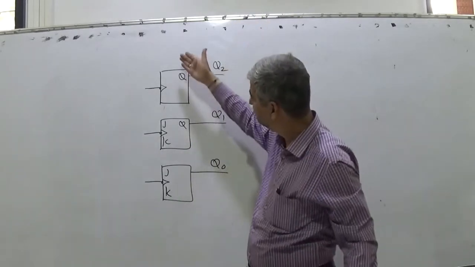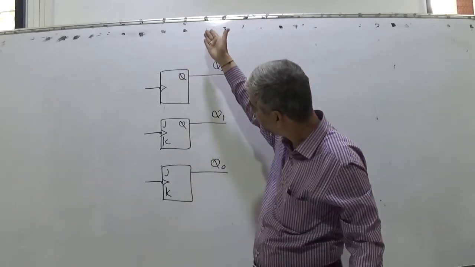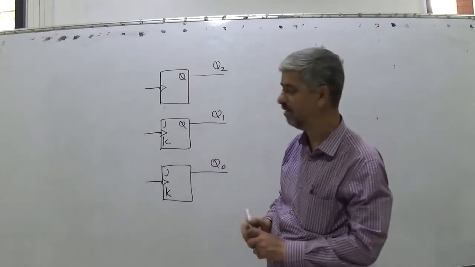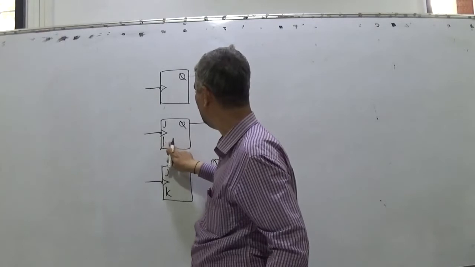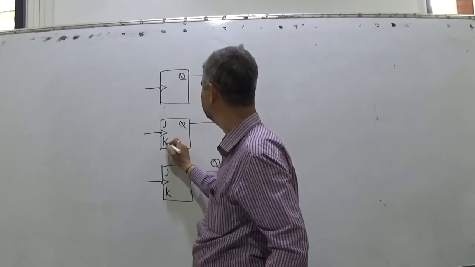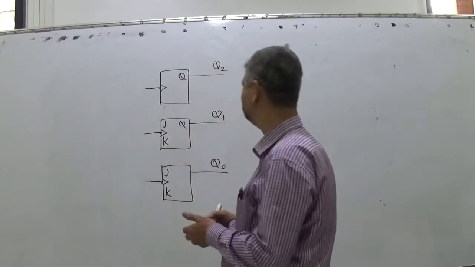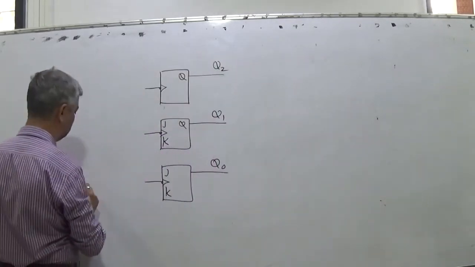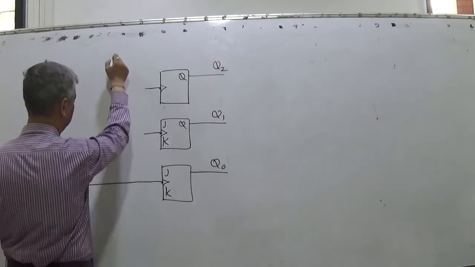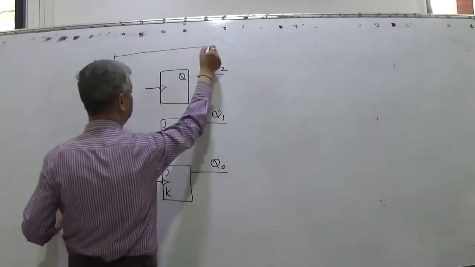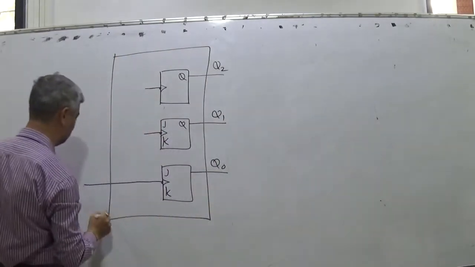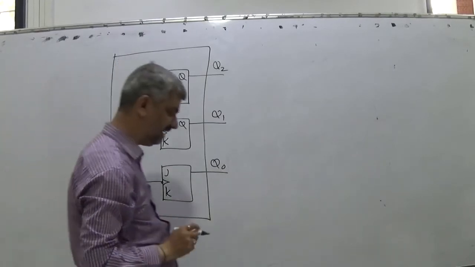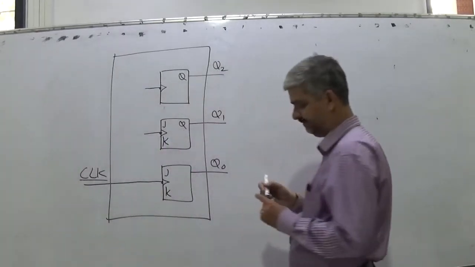So in synchronous counters, the change of state of all flip-flops is at the falling edge of the clock. So all flip-flops change simultaneously. Whereas in an asynchronous counter, the clock is given only to the least significant flip-flop.